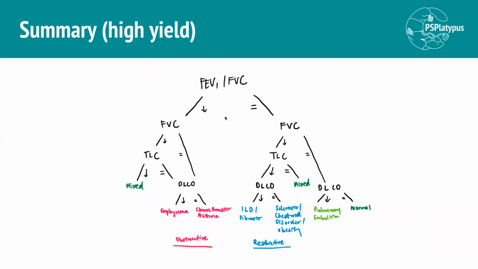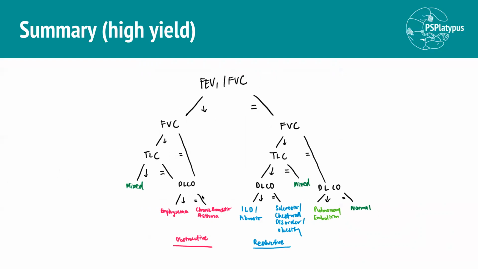All right, and this is just a high yield summary. I think PS Pingu made this last year. Very useful flow chart. If you just go through it, essentially you start off by looking at the ratio, FEV1 over FVC, as we discussed. If it's decreased, you're looking at obstructive. If it's normal, you're looking at restrictive conditions.